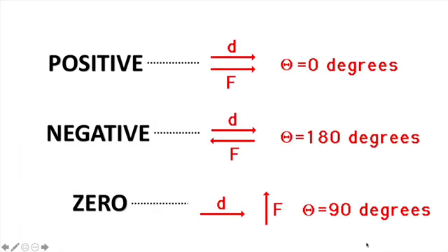Now work can be positive, negative, or zero, and this is purely dependent on the angle, and that's because in the equation work equals F_A d cos theta, we take the absolute value of both the force and the displacement, so the sign can only come from the angle in cos theta.